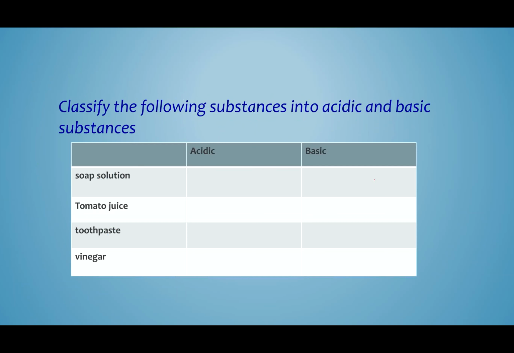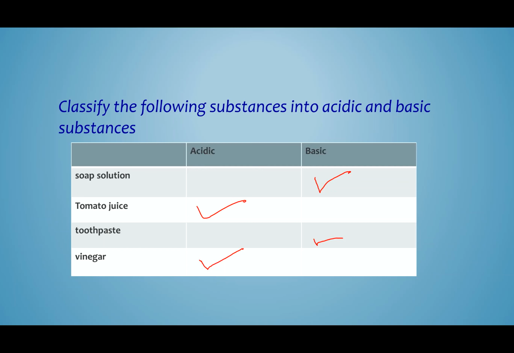So we can check our understanding here. Soap solution, if we see, is very slippery to touch, so it is basic. Tomato is sour, so it's acid. Toothpaste is slippery, so it's basic. Vinegar, again it's sour, so it's acidic.